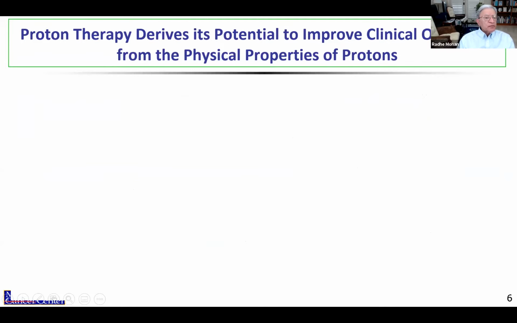So proton therapy, I cannot see this at the top. I wonder if there's anything I can do to hide this on the top of my... disable hide video panel. Here we go.